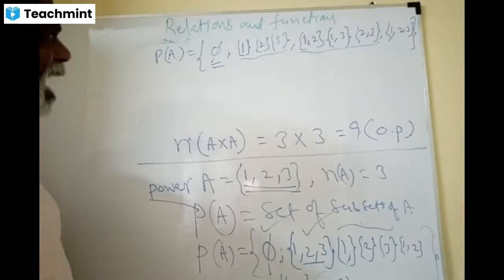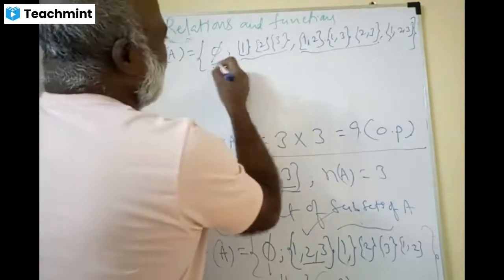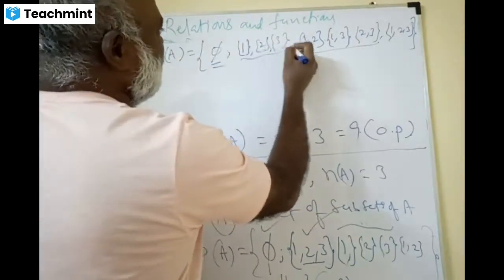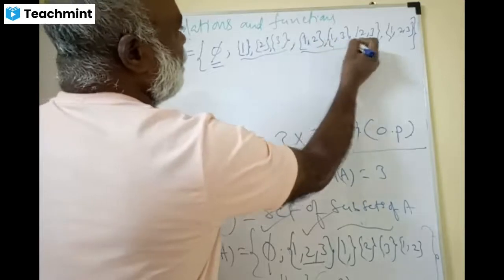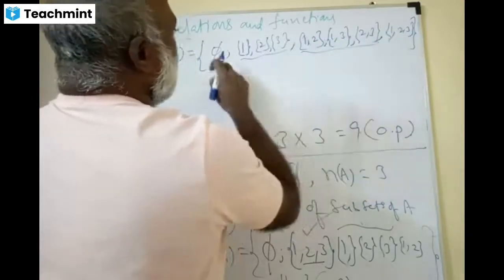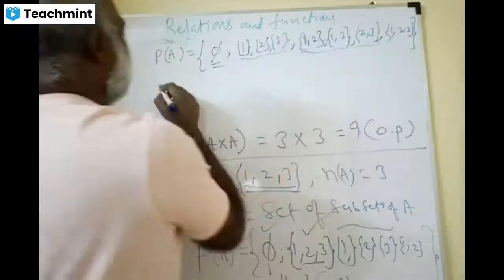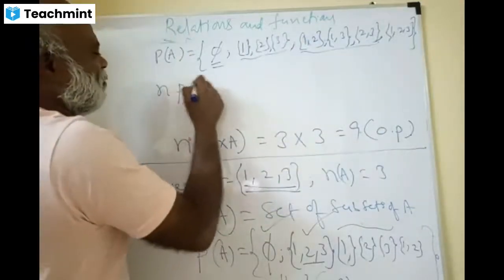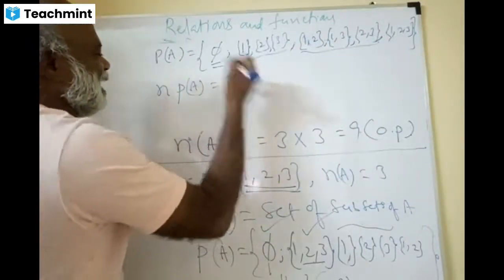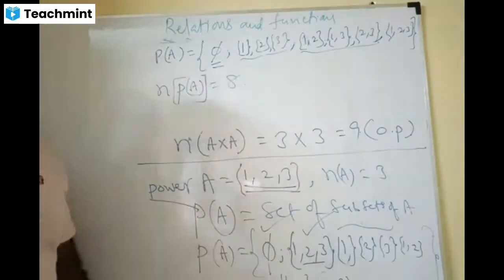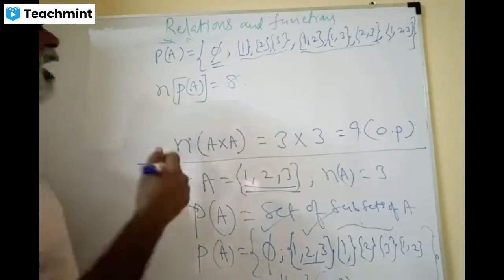Friends, how many are there? 1, 2, 3, 4, 5, 6, 7, 8. So n of P of A equals what? Yes, 8. Am I clear? How are we getting this 8?